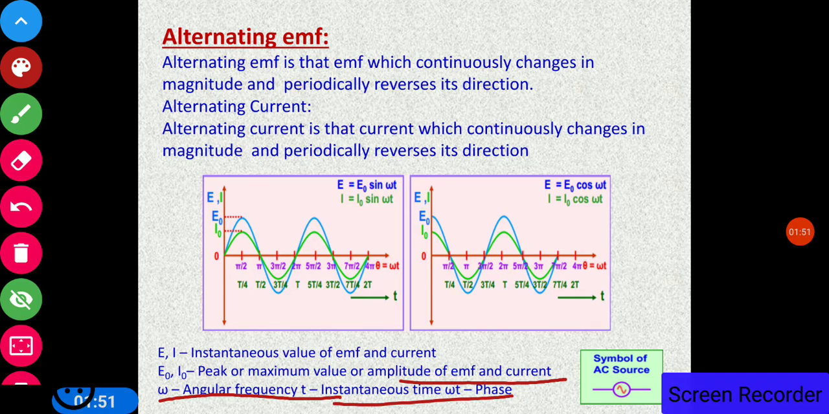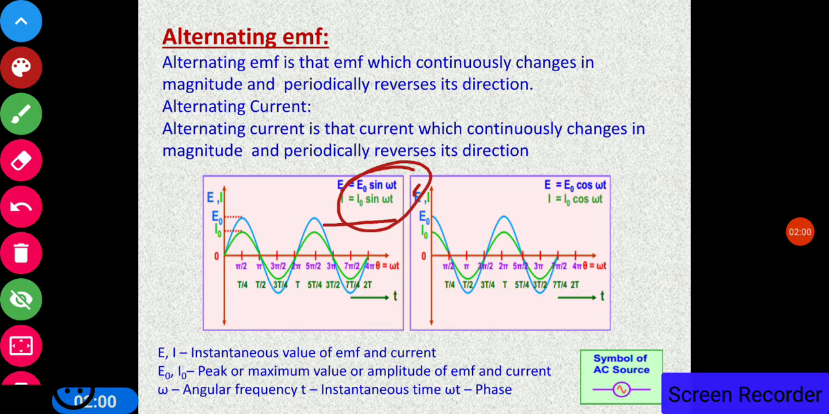Now when the curve is in the form of a sine curve, when time t is equal to 0, then this term sine omega t will become 0 and EMF E will be equal to 0, and this is the point 0 on the axis. So the sine curve always starts from the 0 point and the shape of the sine curve is like this. Here the blue curve is representing the EMF and the green curve is representing the current.